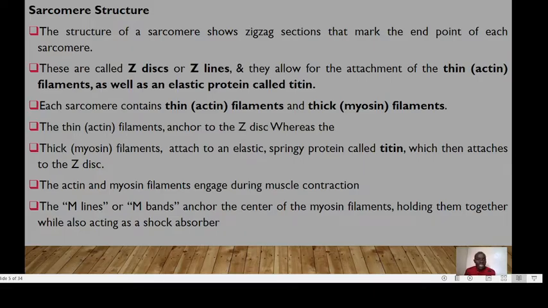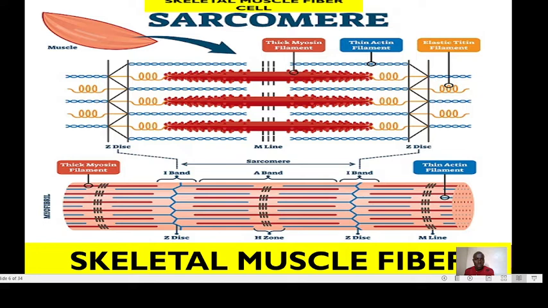Each sarcomere contains thin actin filaments and thick myosin filaments. The thin actin filaments anchor to the Z discs, whereas the thick myosin filaments attach to an elastic spring protein referred to as titin, which then attaches to the Z disc. The actin and myosin filaments normally engage during muscle contraction. We have the M lines or the M bands, which normally anchor the center of the myosin filaments, holding them together while also acting as a shock absorber. So you can see you have the thick myosin filaments, the thin filaments, and the elastic titin filament.